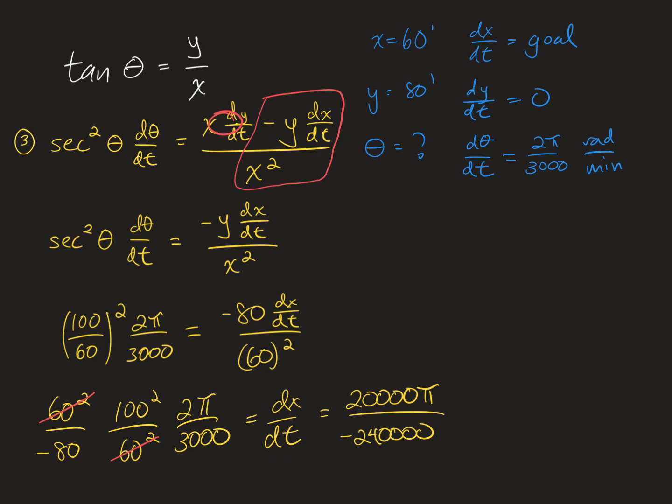All right, then we can just simplify this and get negative pi over 12, which is approximately -0.26 feet per minute. And that's going to be a negative value, which makes sense because the distance of the shadow will be getting shorter.